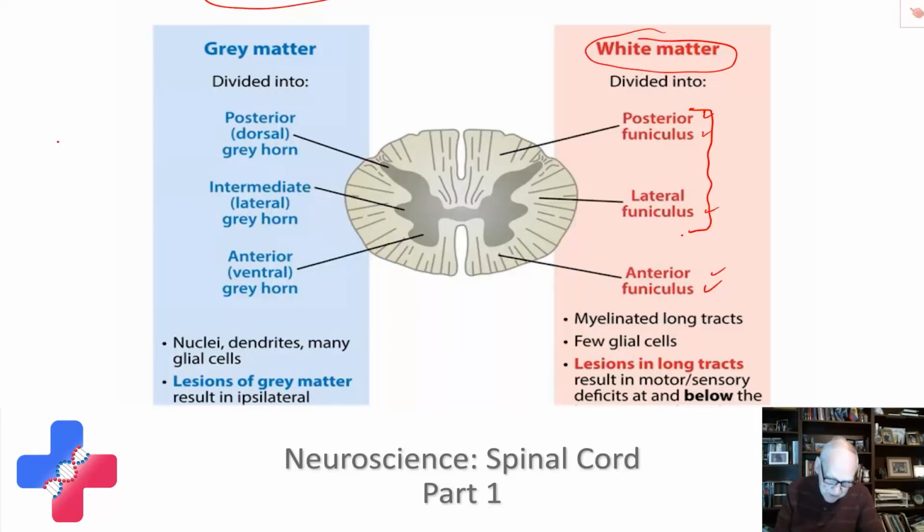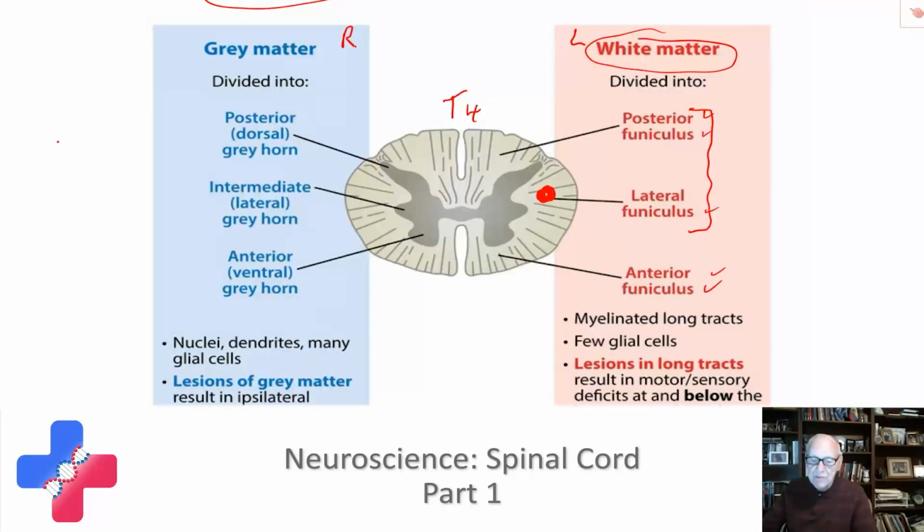Now let's just draw one in. You could just put a big red dot there, and that would represent schematically a long tract within that white matter. Now let's give this cord segment some dynamics. Let's give it a level. Let's say it's T4, the fourth thoracic cord, and this is the left side, and this is the right side of the cord. So let's have some dynamics there.